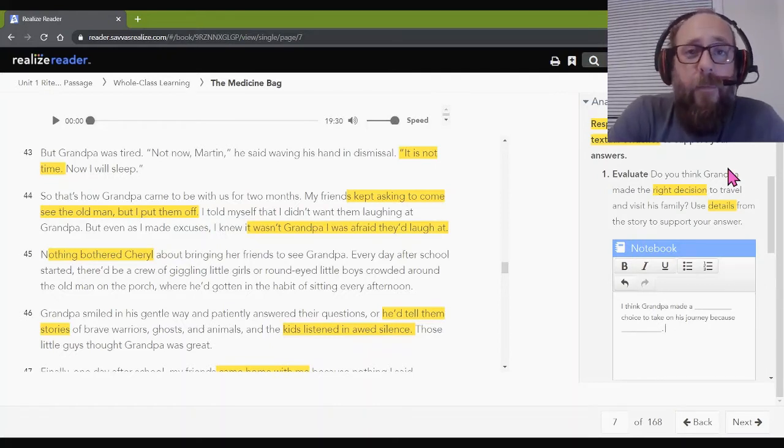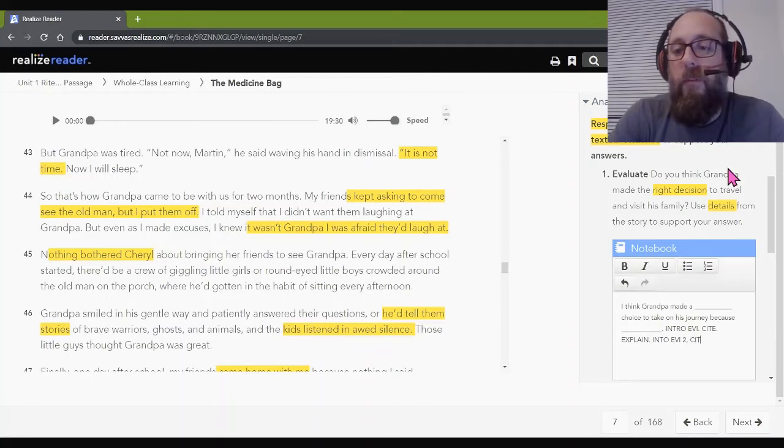Then I got to set up for some evidence. Okay? So I have to intro my evidence. And then I have to cite. And then I have to explain. Then I need to intro another piece of evidence. Intro evidence 2. Cite 2. Explain. Conclude.